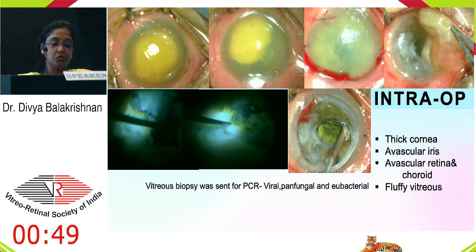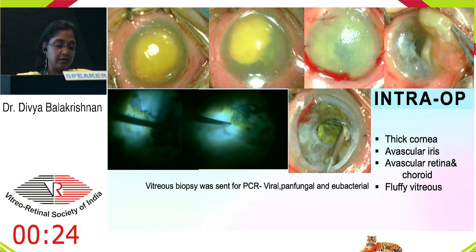We could manage to dislodge the clot or the formed exudate from the anterior chamber, but the cornea had become really edematous. So we went ahead with the therapeutic PK, and could see that the cornea was extremely thick and the lens was adherent to the endothelium. Everything came out in one single piece, and the iris was totally necrotic. There was no oozing from the iris.